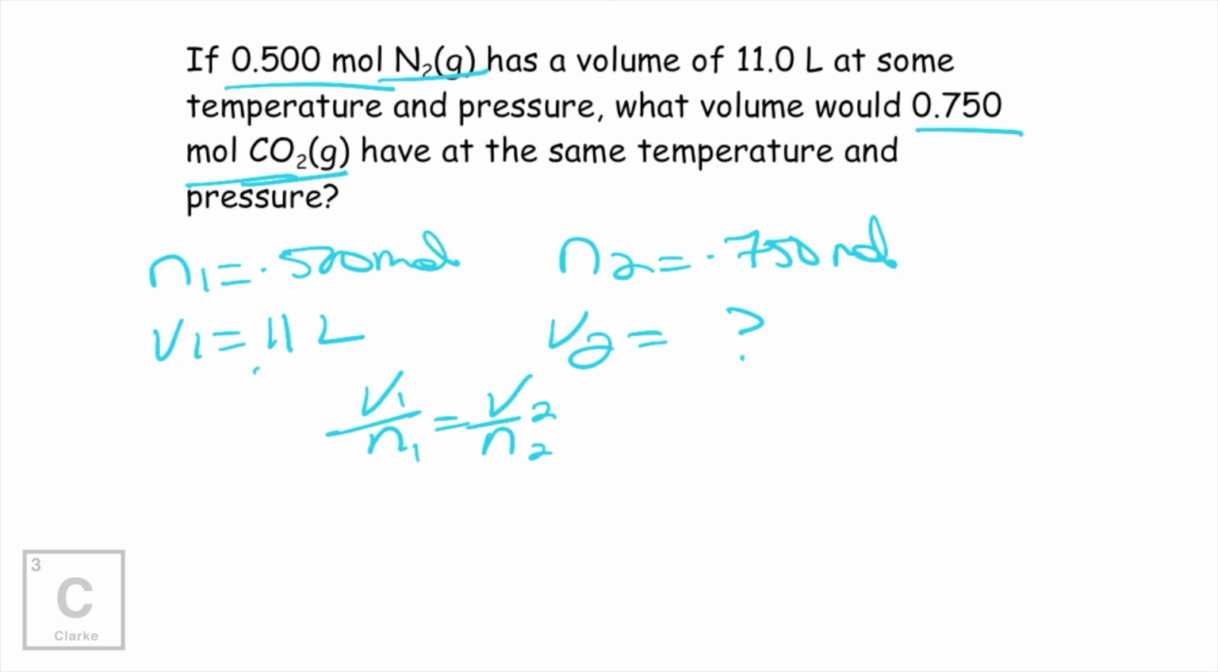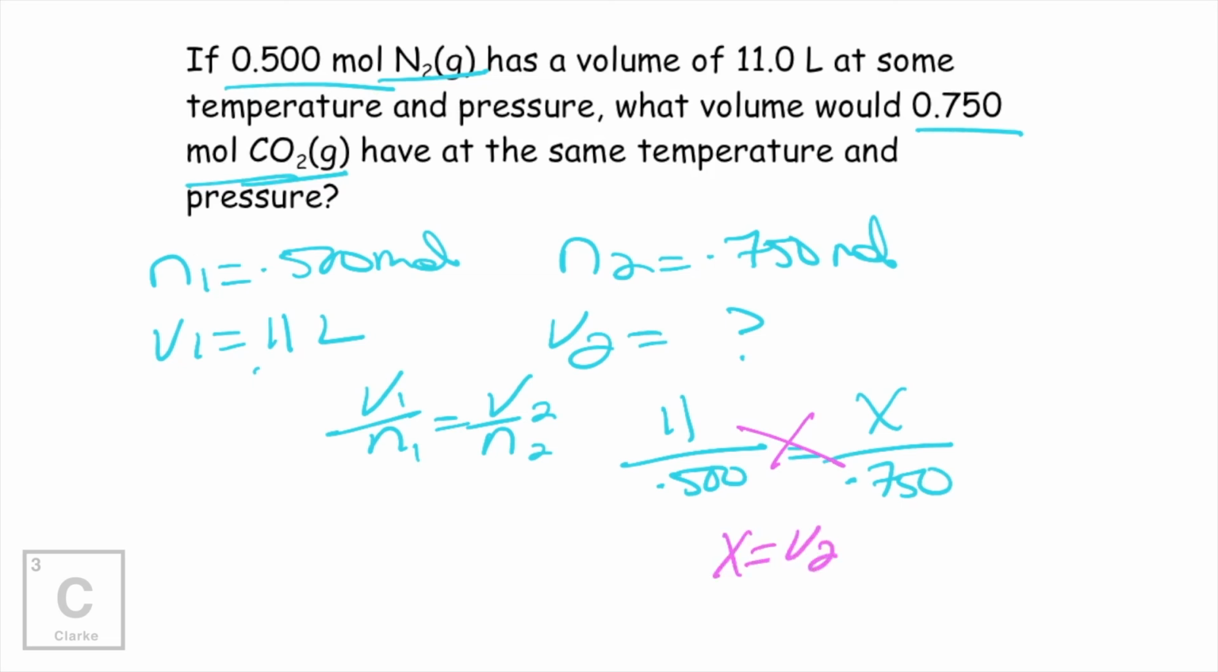So V1, we've got 11. N1, I've got 0.5. V2, that's what we're looking for. I'm going to put an X over 0.750. Again, I'm going to cross multiply and divide. So 0.750 times 11 divided by 0.500 equals X, which is volume 2, equals, let's see, I need 3 sig figs, 16.5. And that would be in liters.